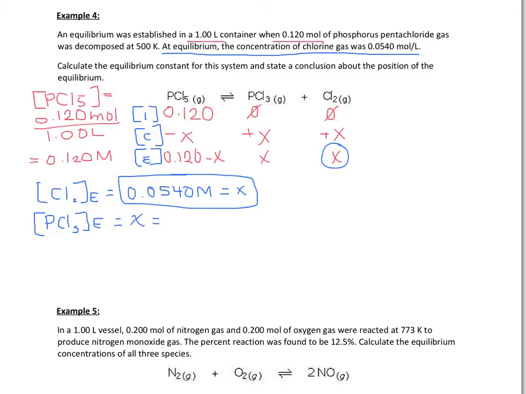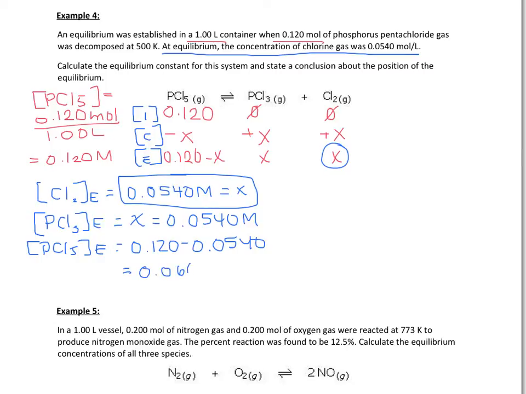PCl3 at equilibrium we said was x, so that's also 0.0540 molar. PCl5 at equilibrium was 0.120 subtract 0.0540 to give us 0.066 molar.